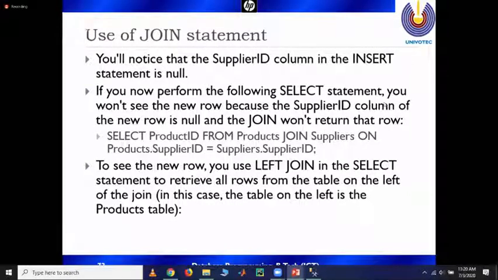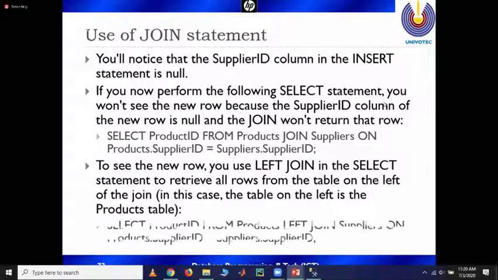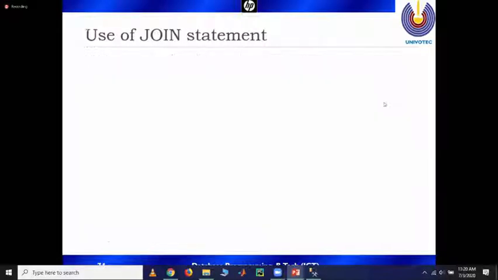To see the new row, you use a left join. In the select statement, you retrieve the old rows from the table on the left. You can use left join and right join; see what the difference is between them.